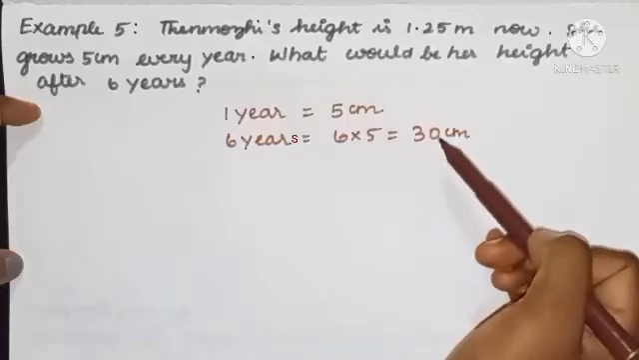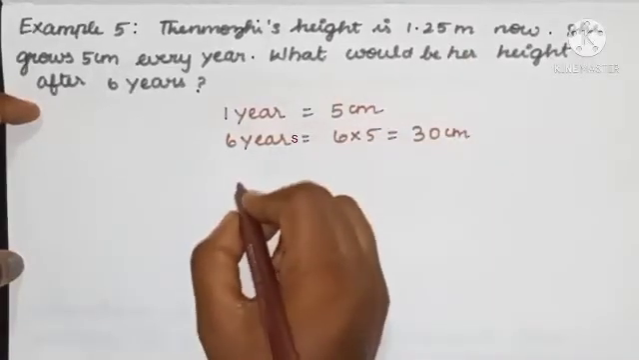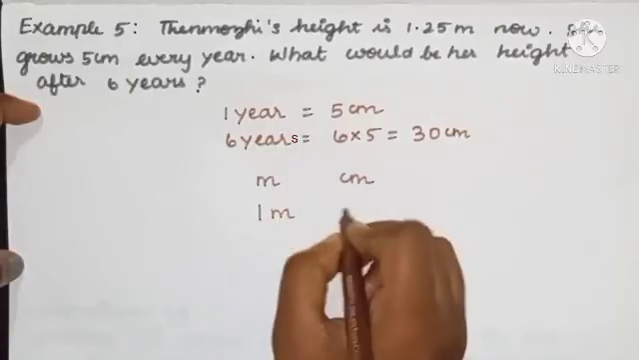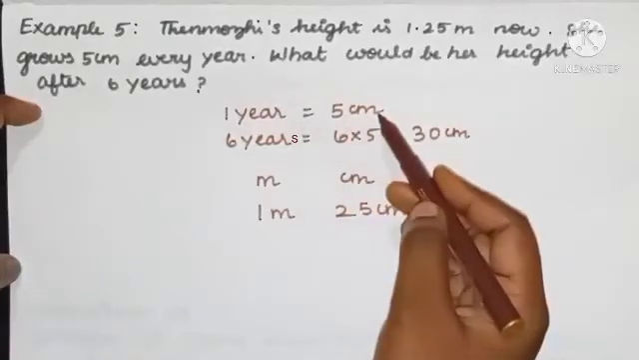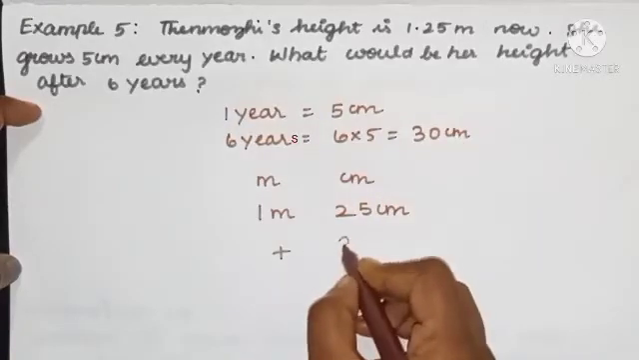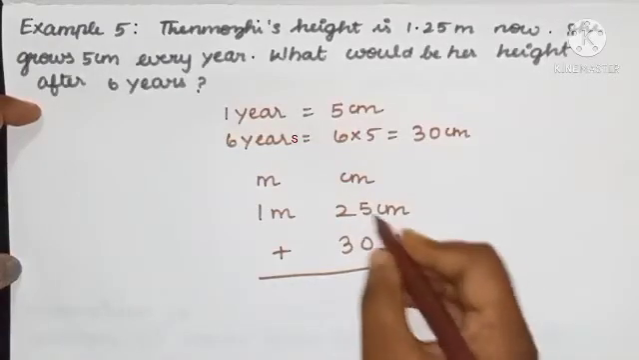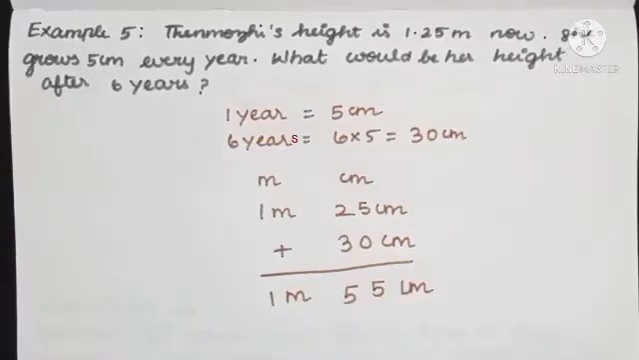Now we have to add 30 centimeter with 1.25 meter. Now the present height is 1 meter 25 centimeter. For 1 year she grows 5 centimeter and after 6 years she grows 30 centimeter. So you have to add 30 centimeter with the present height. So 5 plus 0 is 5, 2 plus 3 is 5 and 1. Therefore, after 6 years, Tenmodi's height will be 1 meter and 55 centimeter.